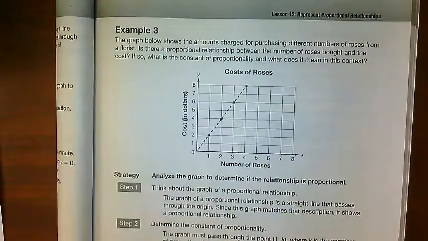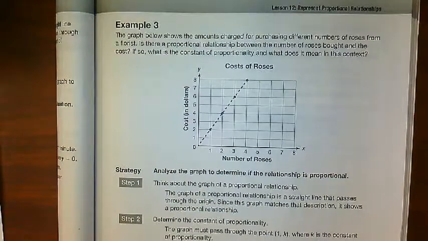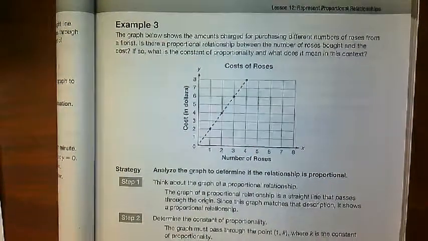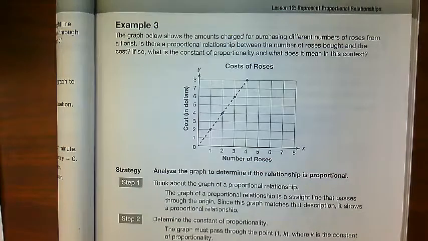Okay, question number 2. So the graph shows the amounts charged for purchasing different numbers of roses from a florist. Is there a proportional relationship between the number of roses bought and the cost? If so, what is the constant of proportionality? So now we're kind of working backwards. So what I want you to do is look at this graph.